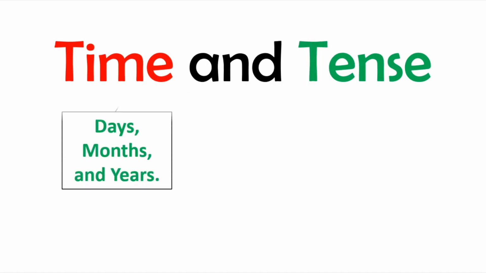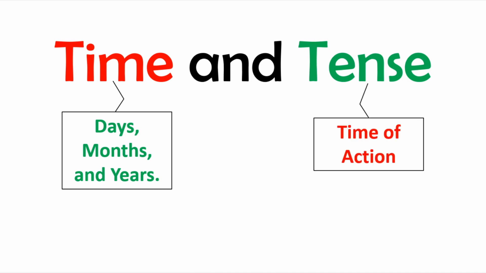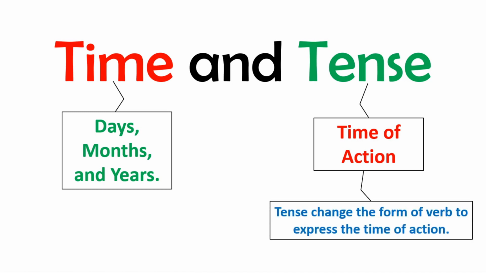Time and tense. Time denotes days, months and years. Tense denotes the time of action. Tense shows the time in which events take place. Generally, tense changes the form of the verb to express the time of action or events. Now, how can we change the form of a verb?